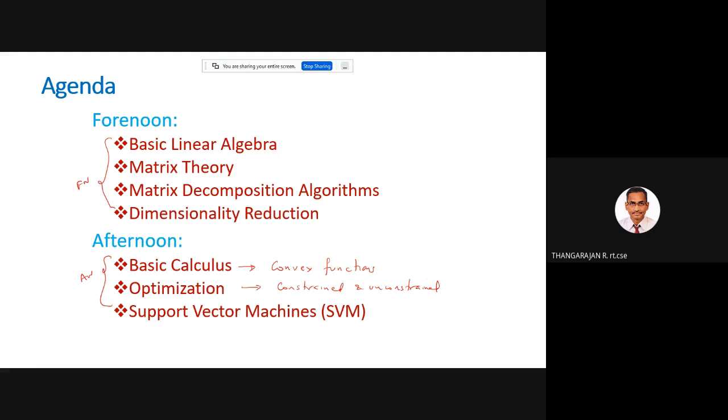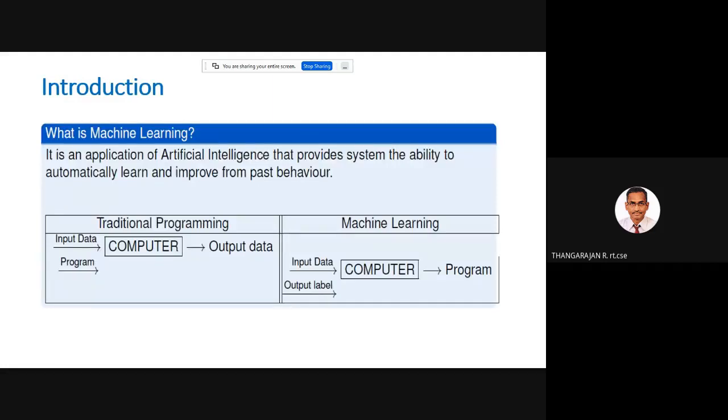Now I get into the topic. We have to have an introduction: what is machine learning? Nowadays this word has become a buzzword. Almost everybody is talking about machine learning, especially AI, artificial intelligence. Everybody says AI, machine learning, deep learning. These are topics one can hear again and again in academia, research, and industry.